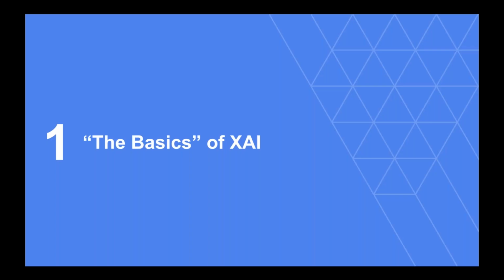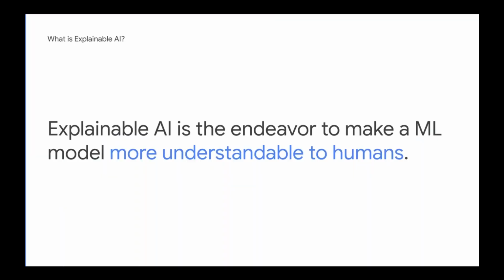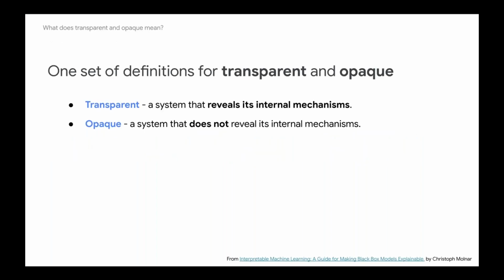So getting started with the basics of explainable AI. Explainable AI, just in a nutshell, is the endeavor to make machine learning more understandable. I think we're all pretty familiar with the terms transparent or opaque. Sometimes it's transparent or black box, but if you actually look at the literature around transparency and opaqueness of machine learning models, you get different definitions.